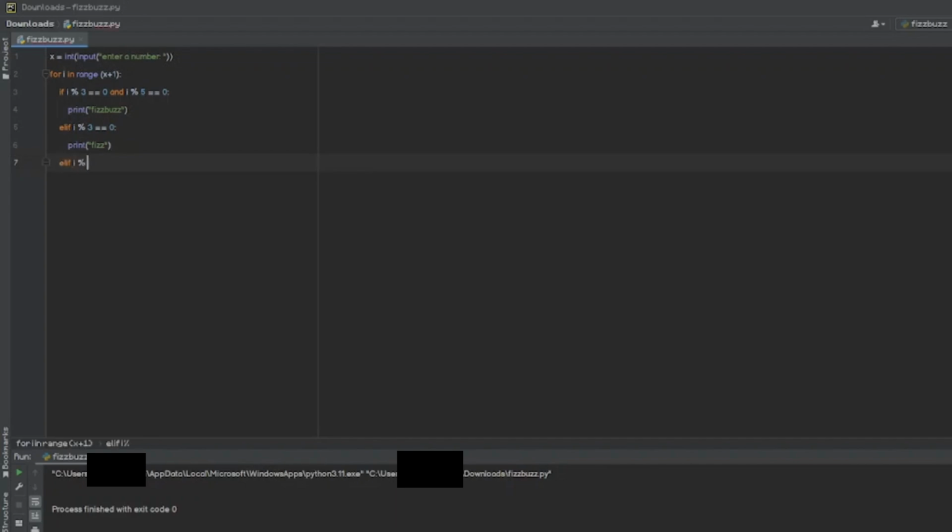We can repeat these steps for the rest of the checks and leave the else blank, because there are no other checks.